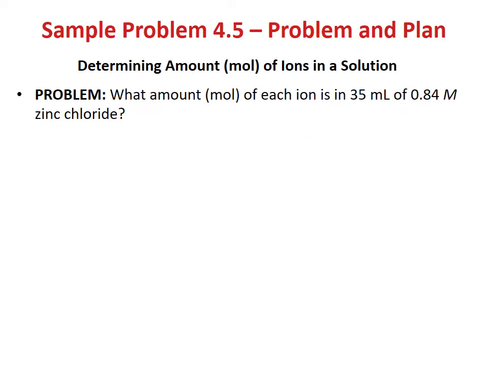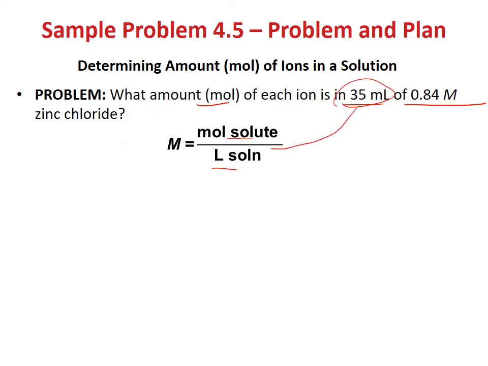Sample problem 4.5. What amount of each ion is in 35 milliliter of 0.84 molarity zinc chloride? So again, what's given is molarity and the volume. Now this time we want to calculate the moles of each ion. So again, we look at the definition of molarity, which is moles solute per liter of solution. If we have volume, we can use this as a conversion factor to calculate moles of the solute.